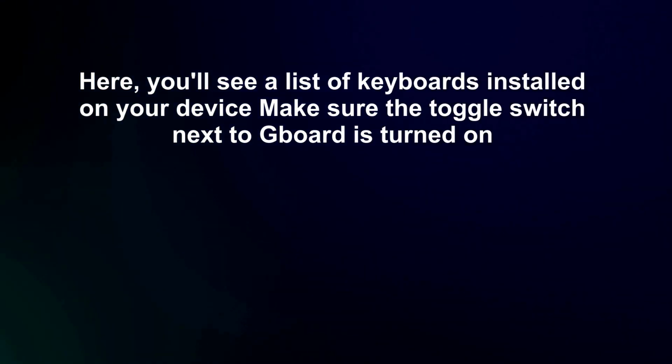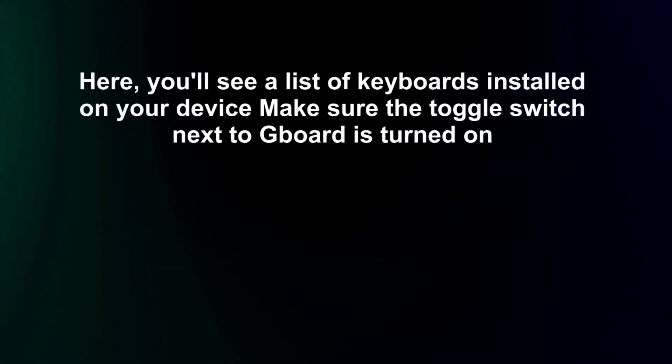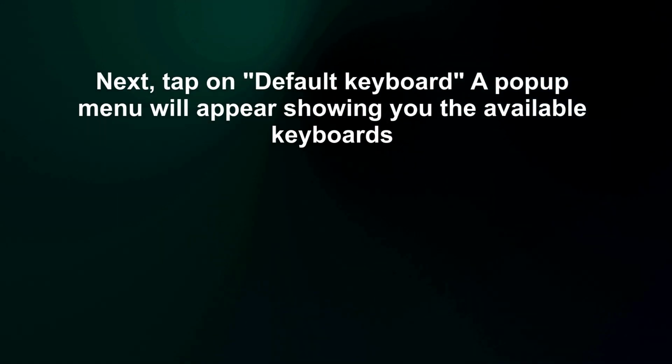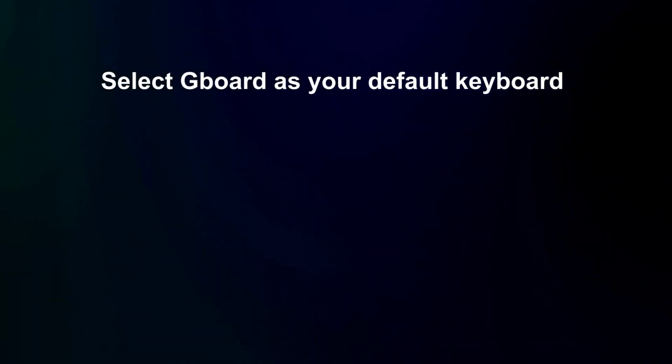Here, you'll see a list of keyboards installed on your device. Make sure the toggle switch next to GBoard is turned on. Next, tap on Default Keyboard. A pop-up menu will appear showing you the available keyboards. Select GBoard as your default keyboard.